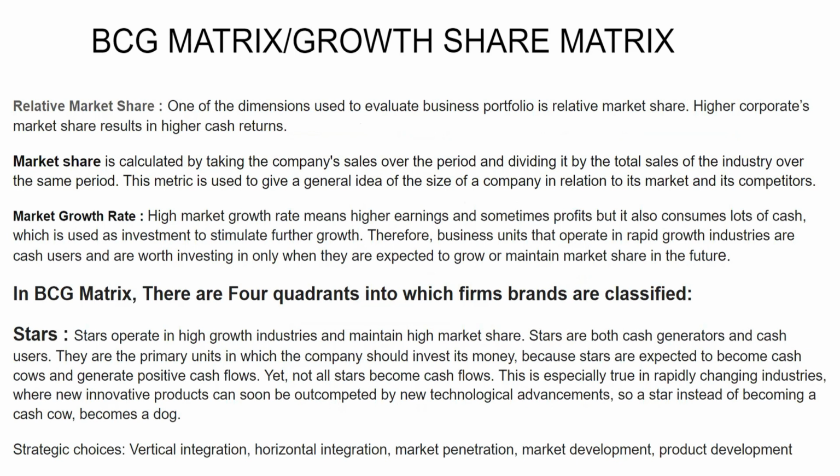Now, how do we calculate the market share? Market share is calculated by taking the company's sales over a period and dividing it by the total sales of the industry over the same period. So that's how we calculate the market share. We take the company's sales for a fixed period of time and divide by the total sales of the industry for that same period. This metric is used to give a general idea of the size of a company in relation to its market and its competitors.